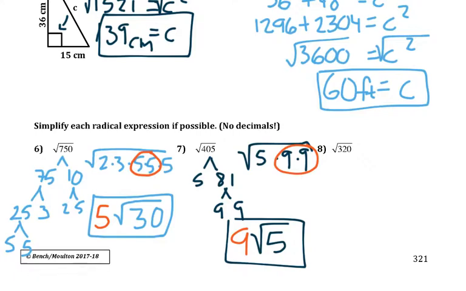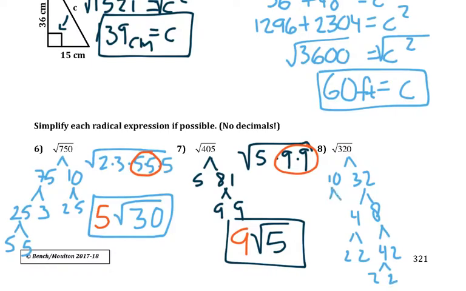Number 8, the square root of 320. So again, find the prime factorization. This one's nice. We have 10 and 32. And 32 will factor down to 4 times 8. Now, really, we could use whatever we wanted. I just remember 4 times 8 is 32. And 4 is 2 times 2. 8 is 4 times 2. And 4 is 2 times 2.